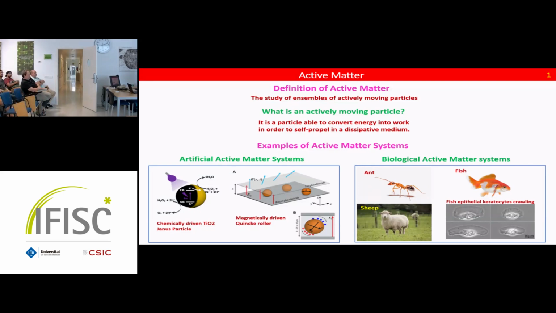It can be biological systems and also artificially made active matter systems, like chemically driven particles, colloidal particles, and also magnetically driven Quincke rollers. And there are a lot of examples in biological systems, like ants, fish, sheep, which is the kind of work Fernando does with experiments in our group, and also different kinds of cells, like cell migration and so on.